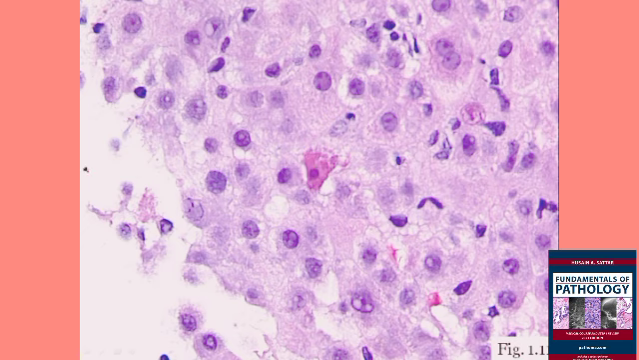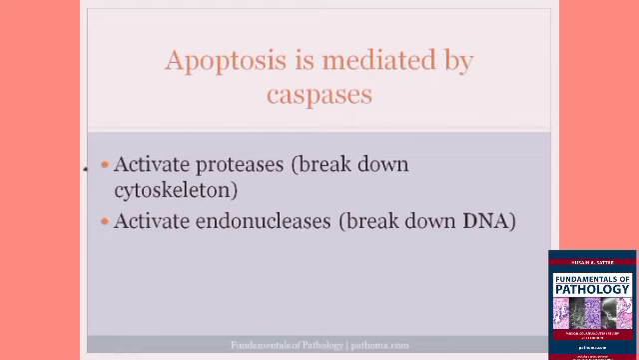Once you understand the morphology, you can then understand how apoptosis is mediated. Now, the key mediator of apoptosis is something called a caspase, and that's high yield. So caspases are the enzymes that mediate apoptosis. And what do they do? They do a couple of things. Number one, they activate proteases. And why do they activate proteases? Because the cytoskeleton needs to be broken down.